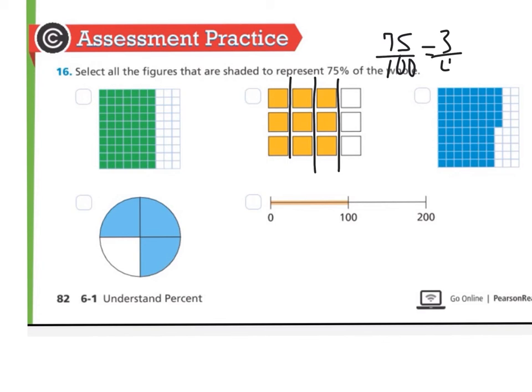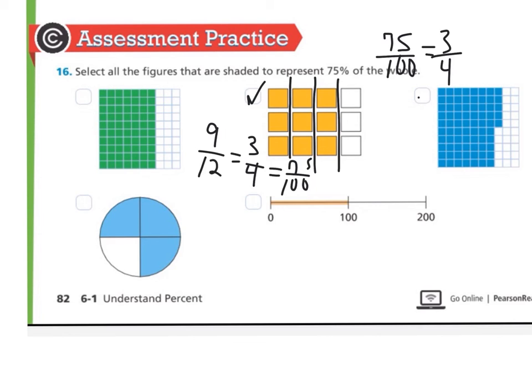75 hundredths reduces to 3/4. Just like 3/4 is 75 cents, 3/4 is 75%. If you don't know that, this would be 9/12, and then you can reduce it to 3/4, and then figure out what number out of 100 that would be, 75.